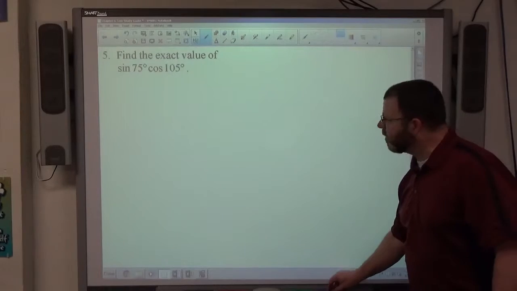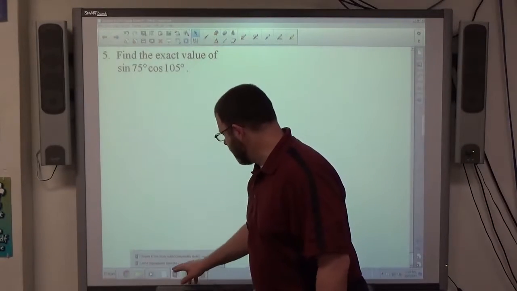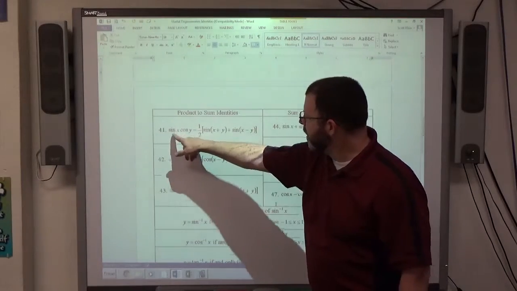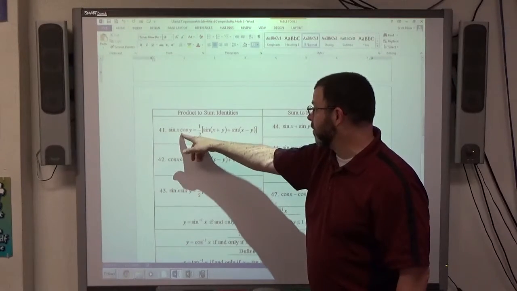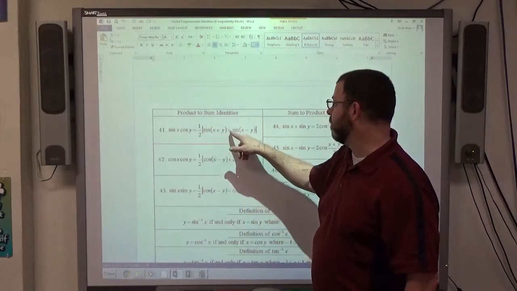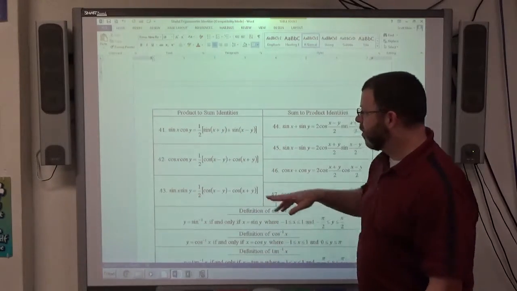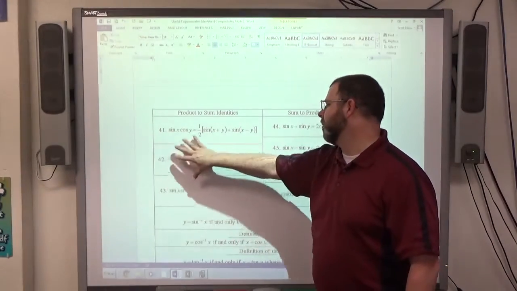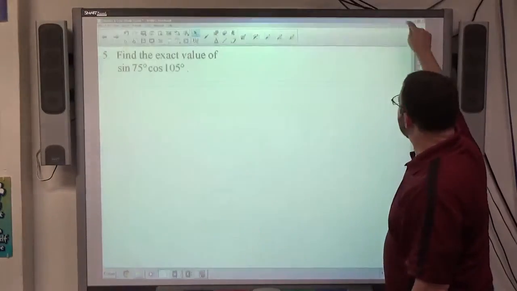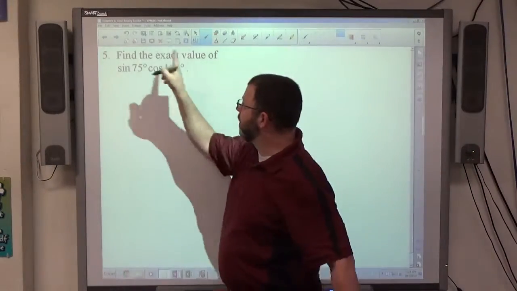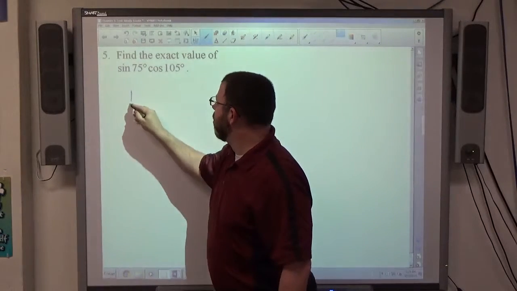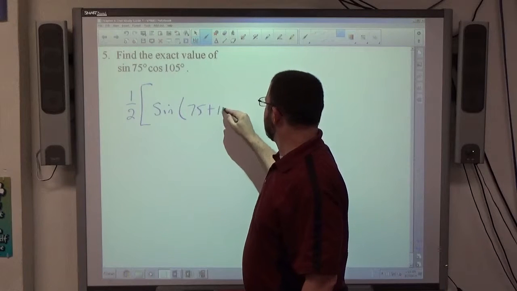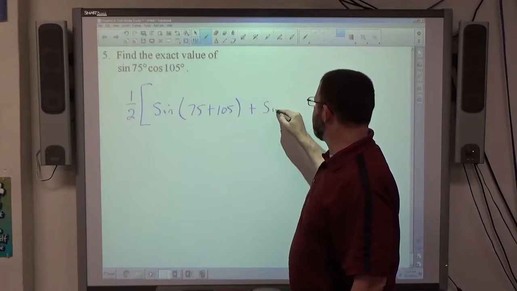Number 5, find the exact value of sine of 75 cosine 105. That's one of our newer ones on the back of the sheet. Product of sum identities. Sine, cosine of things as a product can be changed to 1/2 times sine of the sum plus sine of the difference of the 2 angles. It could just as easily be cosine, cosine, or sine, sine. So it's going to be one of these structures here for this problem. You have to transform to one of these structures over here. So this structure specifically, sine of an angle, cosine of an angle is 1/2 times the sine of the sum of the angles plus the sine of the difference of the angles.